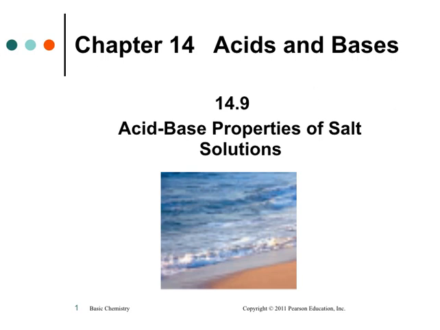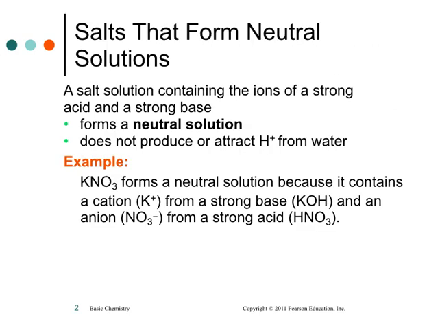So let's look at some examples. If you were to have a salt that contained the ions of a strong acid and the ions of a strong base, then what would happen is you would form a neutral solution. So let me give you an example. If you were to have potassium nitrate, if you remember, potassium hydroxide is a strong base. It's on the list of strong bases. And nitric acid, which is HNO3, is a strong acid.